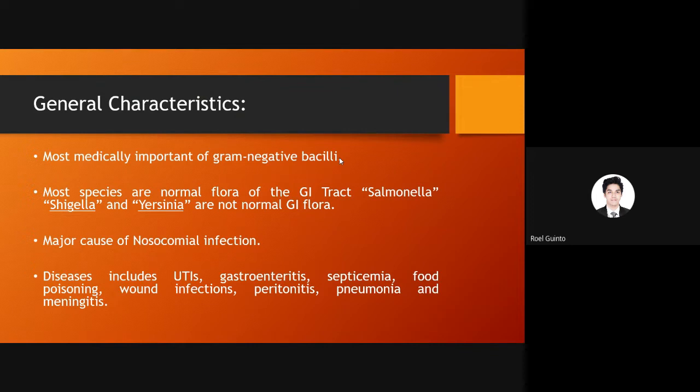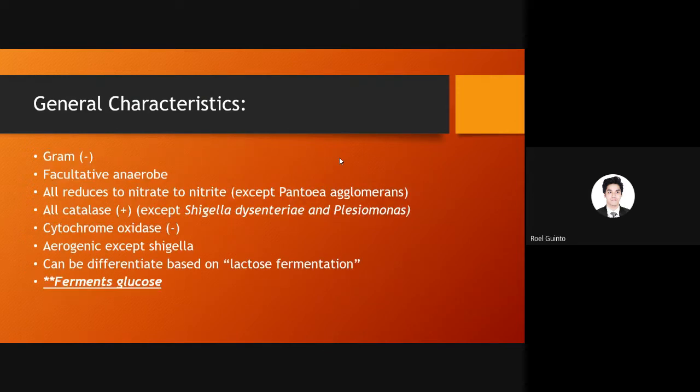Also, they are a major cause of nosocomial infection. So this genera of microorganisms causes diseases including UTIs, gastroenteritis, septicemia, food poisoning, wound infection, peritonitis, pneumonia, and meningitis. So these are also the general characteristics of the Enterobacteriaceae.